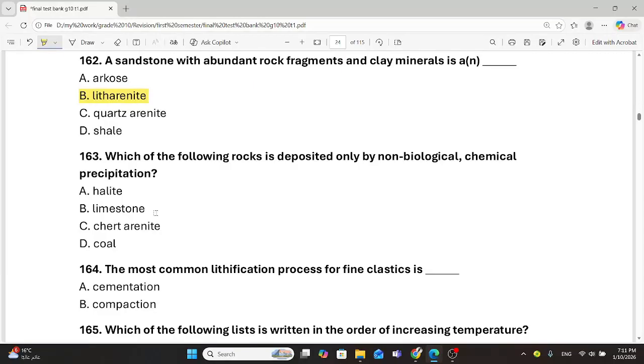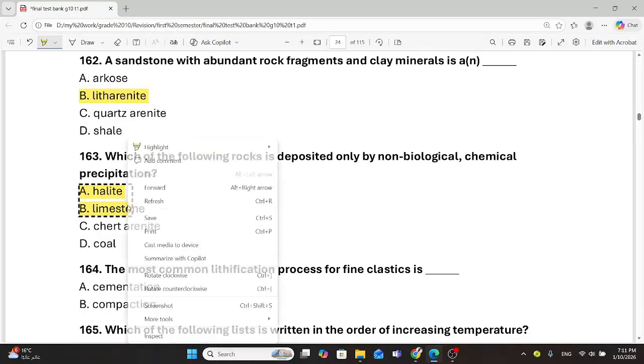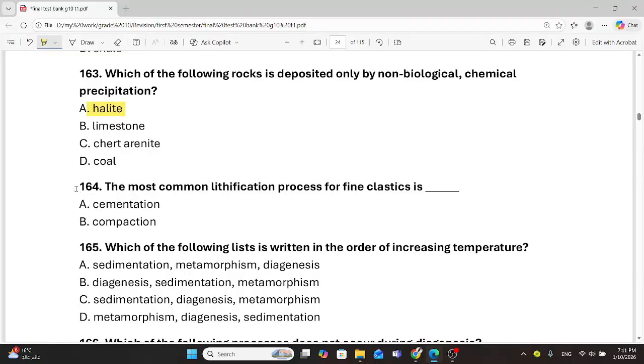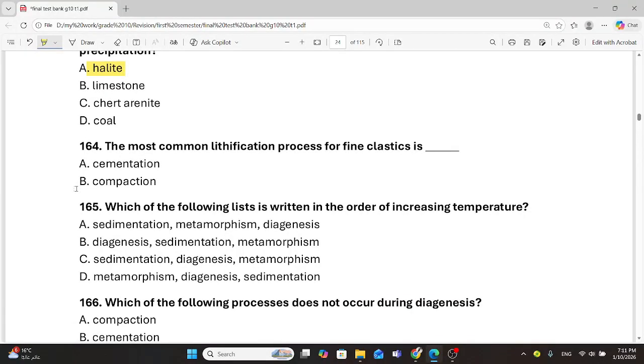Which of the following rocks is deposited only by non-biological or chemical precipitation. Halite, limestone ولا chert ولا arenite ولا coal. الهالايت. هالايت بس. طيب the most common lithification process for fine clastics is cementation ولا compaction. Compaction.